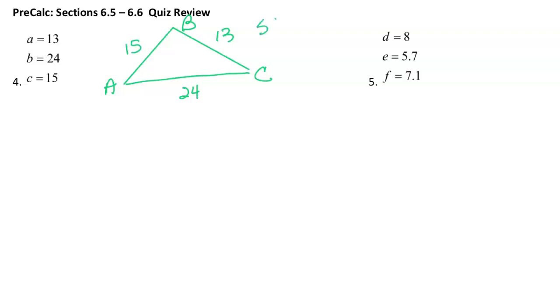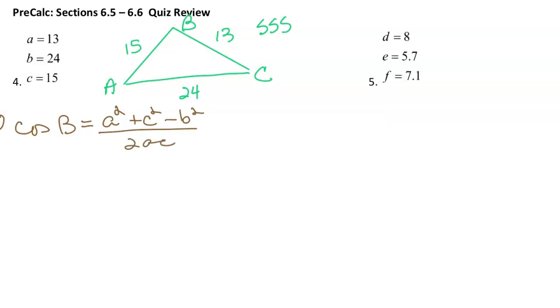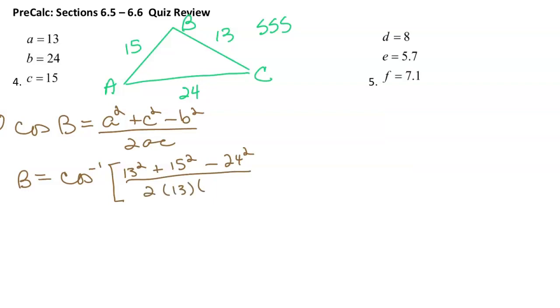Okay, so this is side, side, side. I have to use law of cosines to solve. I tend to go for the biggest angle first, which is angle B. So using law of cosines, I'm going to write down the cosine of angle B from my formula. Okay, that's my formula. Now, I'm going to put this in my calculator. Cosine inverse of, and A squared is 13 squared, plus C squared is 15 squared, minus B squared is the 24 squared, the largest side, over 2 times 13 times 15.